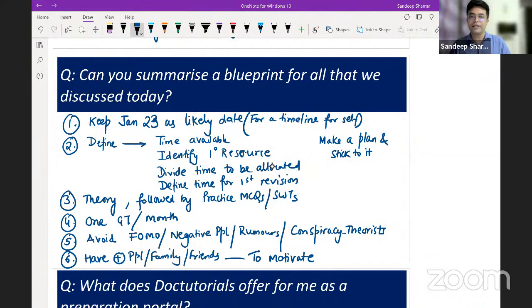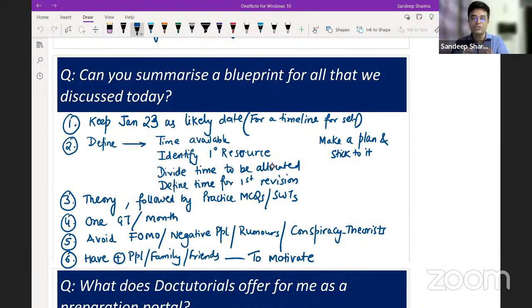Then in each reading, in each subject, focus on theory, not cover to cover, but theory from your notes preferably, followed by MCQ practice or subject-wise test or QBank, whatever is feasible for you, and one grand test every month to see where your graph is going. And as Rahul sir very rightly said, avoid FOMO, avoid negative people, avoid rumors. I added, avoid conspiracy theories. Every year, every exam, during preparation and especially before the exam, you will have conspiracy theories sprouting up all over Telegram. Stay away from negativity. Focus on your preparation.